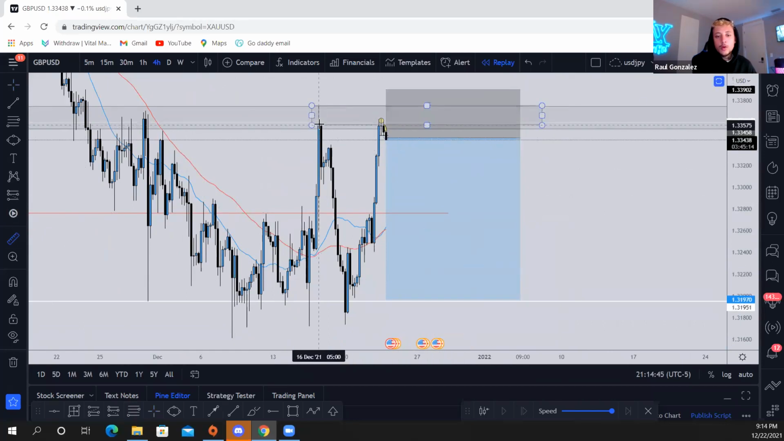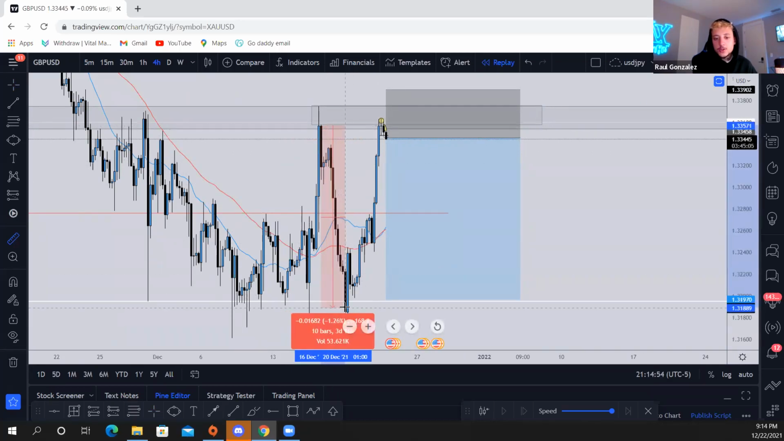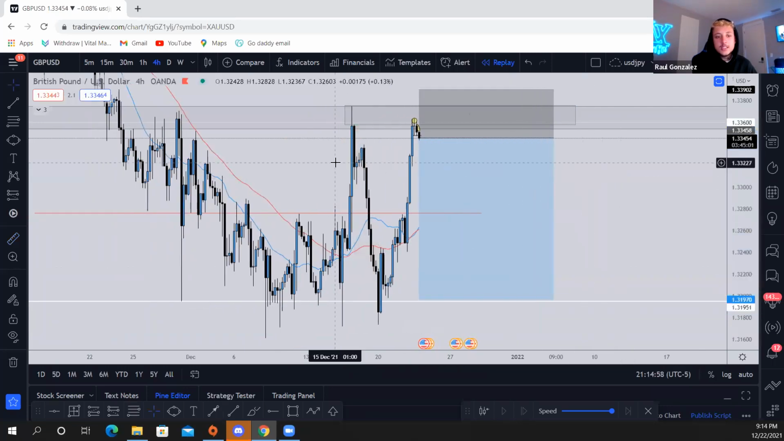Now, notice how when we had this first rejection here, it didn't just go straight down to support. Of course, that's not always going to happen. Sometimes it will, but in this situation, it wasn't. This trade to go from resistance to support took 3 days and 16 hours.